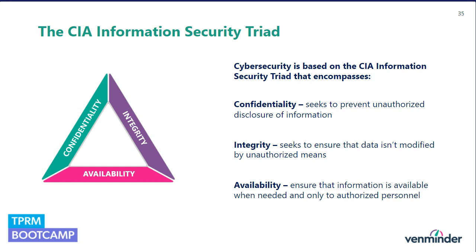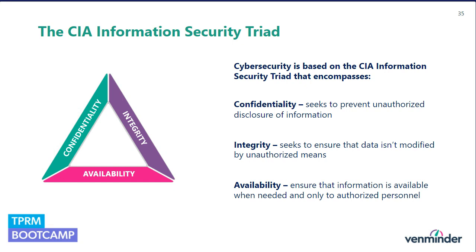The I stands for integrity. This means to ensure that data is not modified by unauthorized means. To guarantee integrity under the CIA triad, vendors should be able to demonstrate that they have controls in place to protect information from unauthorized modification. One way to do this is by ensuring proper input, processing, and output controls are in place.